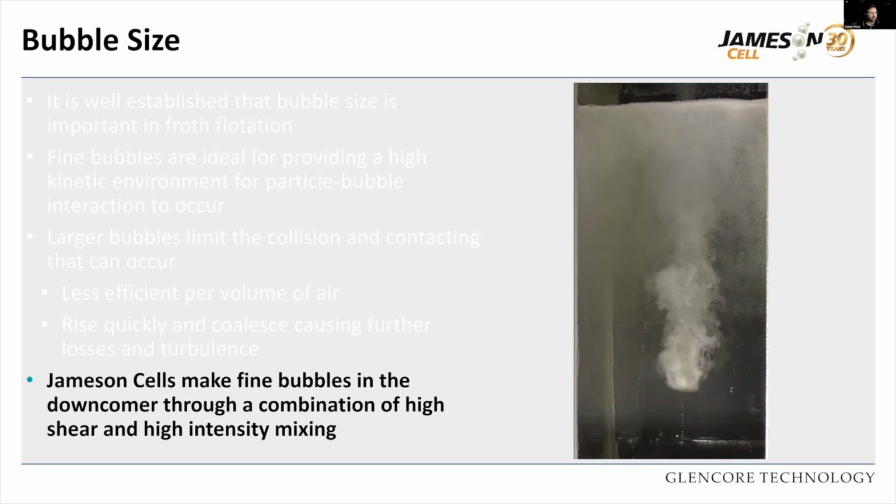So obviously the Jameson cells produce very fine bubbles, which are generated within the downcomer in that high shear, high intensity mixing zone. And that's what's really effective in generating those small bubbles. And it's also the place that they're the most effective within the Jameson cell, being the contact zone.